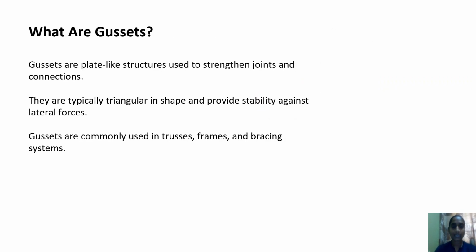What are gussets? Gussets are plate-like structures used to strengthen joints and connections. They are typically triangular in shape and provide stability against lateral forces. Gussets are commonly used in trusses, frames, and bracing systems.